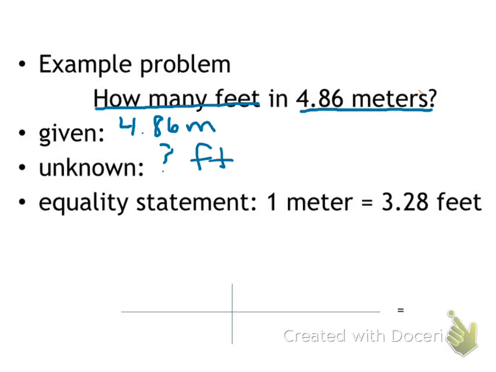I already looked up our equality statement, but you have your conversion factors sheet, or I'll always give you a conversion factor. That is our equality statement. Notice that our equality statement has both meters and feet in it. It tells us how many meters is equal to how many feet. So in this case, 1 meter is 3.28 feet. So now it's a matter of setting up our truth table.